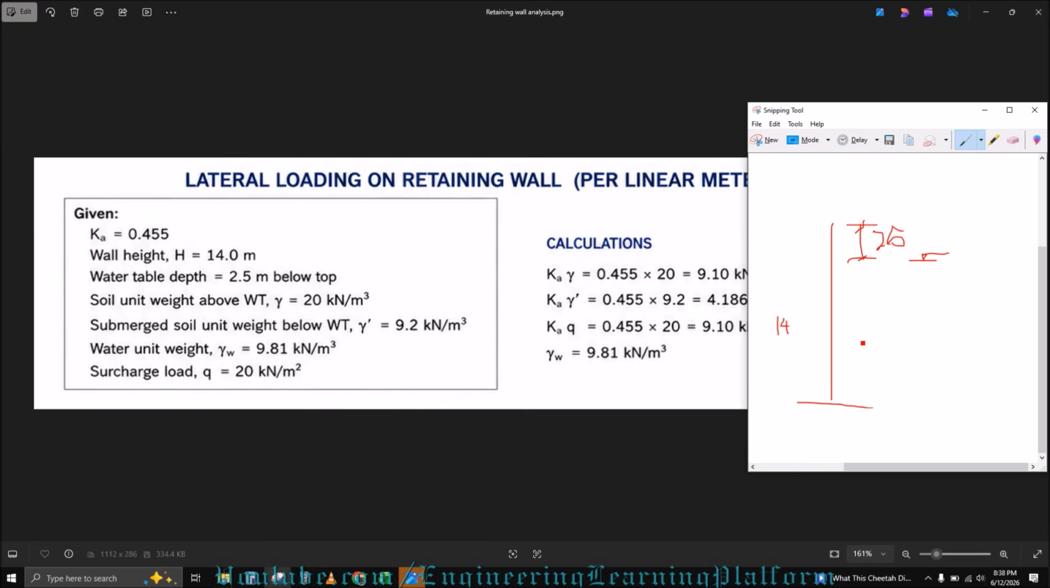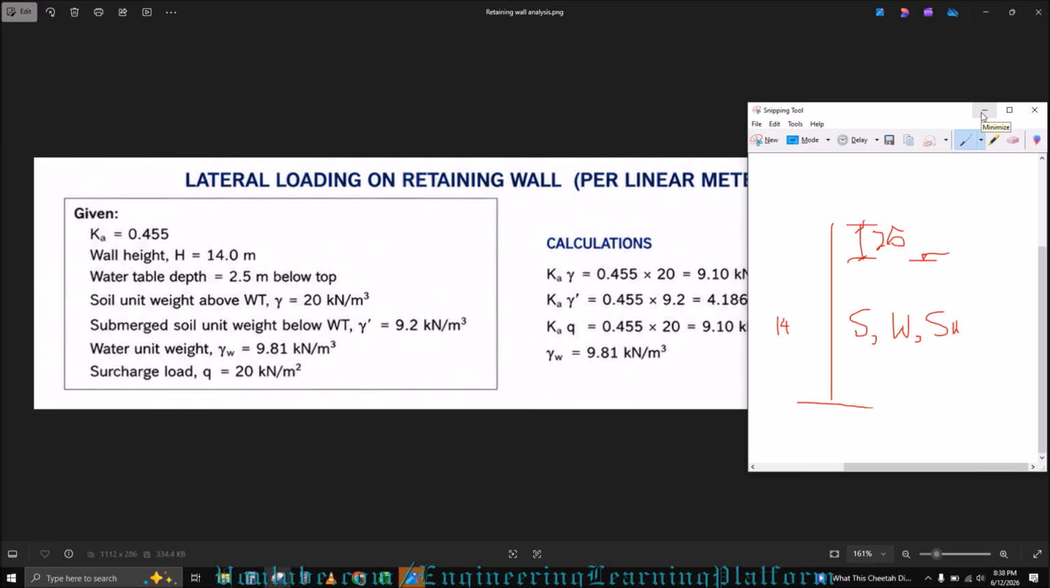So we have three different kinds of load. First is the soil load, then we have the water load, and then finally we have the surcharge load, which we can denote by SU, or whatever unit you are using in your respective country.